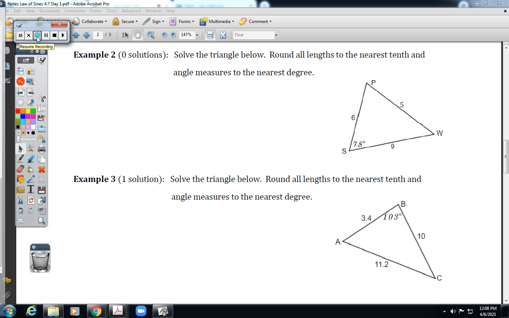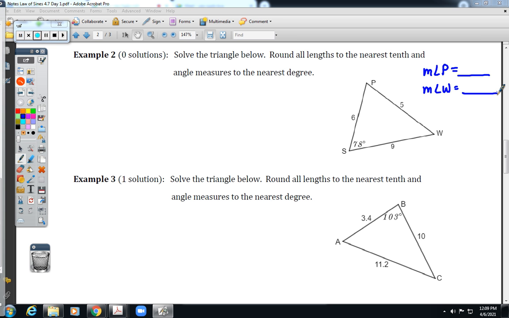So the second example, this example is going to have 0 solutions, and it will become rapidly obvious why it doesn't have a solution. Okay? Notice what we know this time. We know a lot more than we knew last time. Right? We know all 3 side lengths, so the only things we need to find are the measure of angle P and the measure of angle W. Okay? We know the other 4 things.